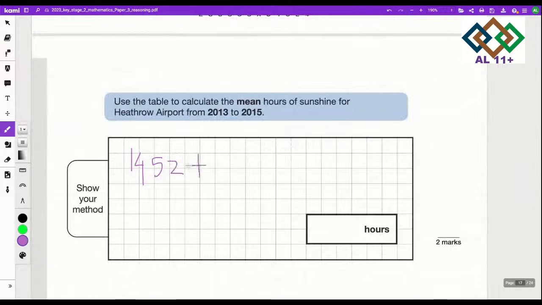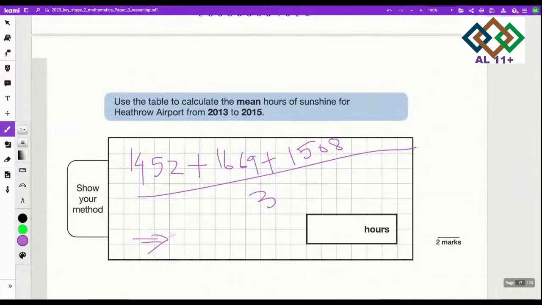So what are you adding? You are adding 1452 plus 1669. Another plus is coming for you all. That's 1508. And whatever you get, you have to divide it by 3, because that is what mean is. So you get 4629 divided by 3, and your answer for this one would be 1543.